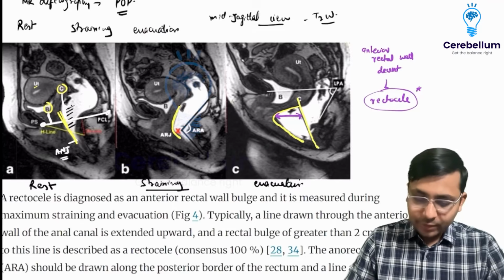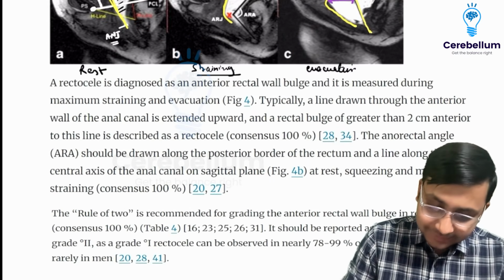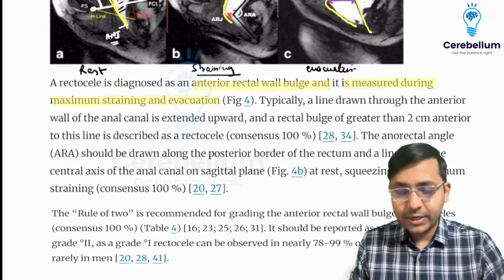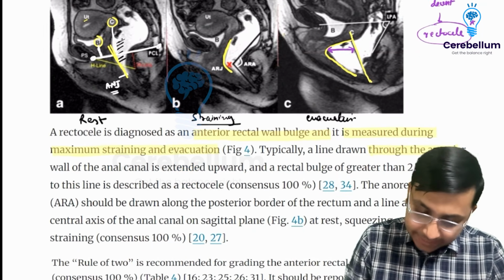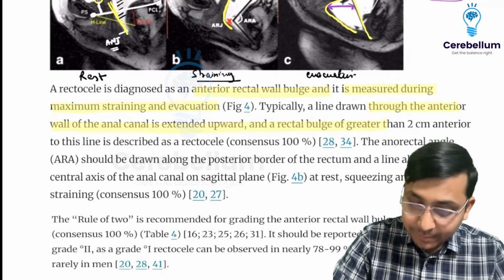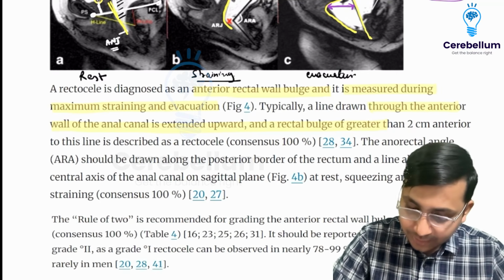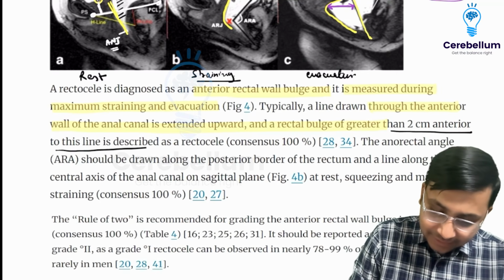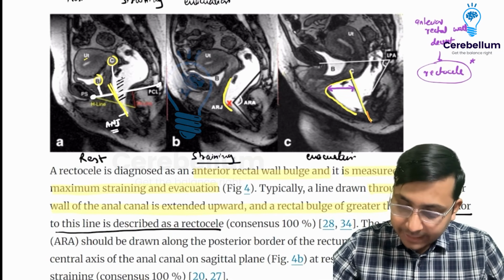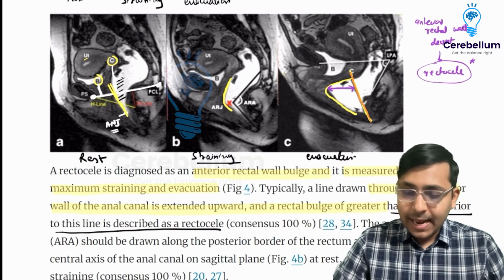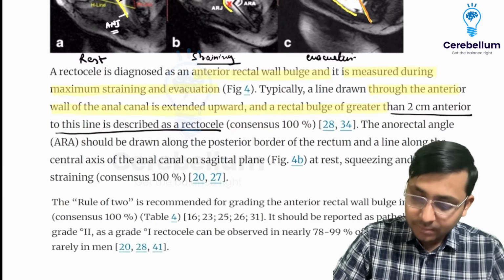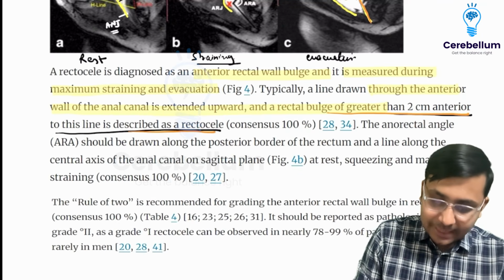And what is the grading of rectocele? So rectocele is diagnosed as anterior rectal wall bulge, and it is measured during maximum straining and evacuation. A line drawn through the anterior wall of the anal canal is extended upward, and a rectal bulge greater than 2 centimeter anterior to this line is described as rectocele. This has been mentioned in this article. So I draw a line straight up from the anterior wall of the anal canal, and a rectal bulge more than 2 centimeter is defined as rectocele.